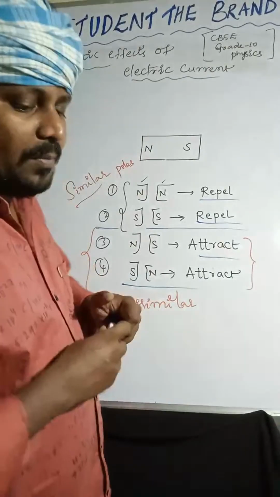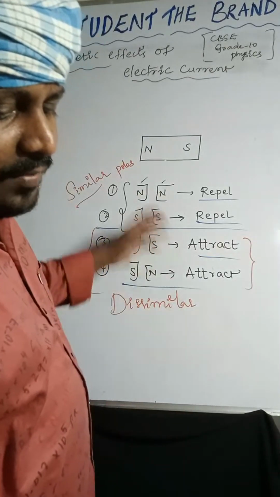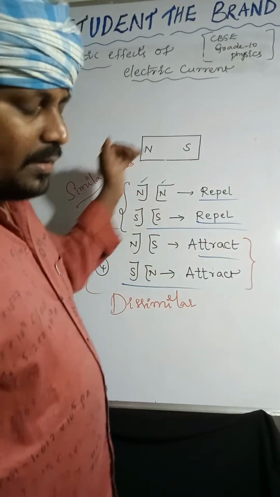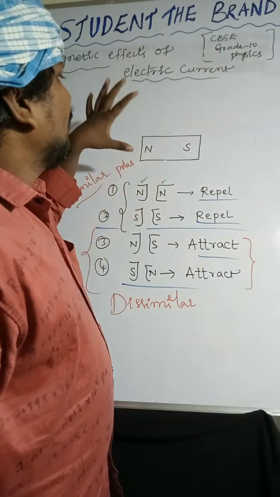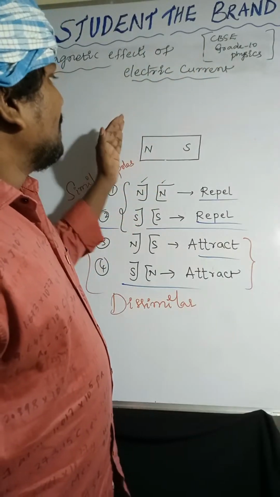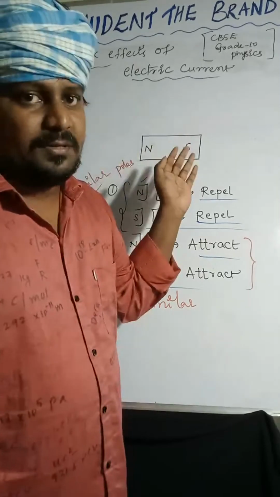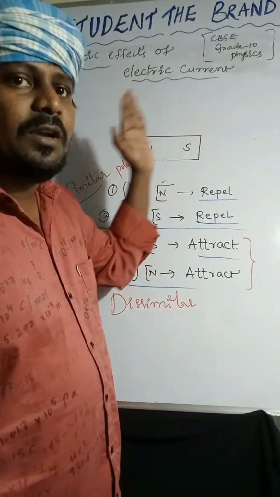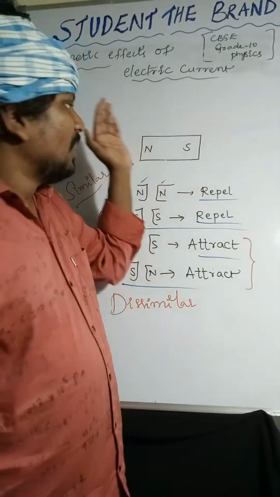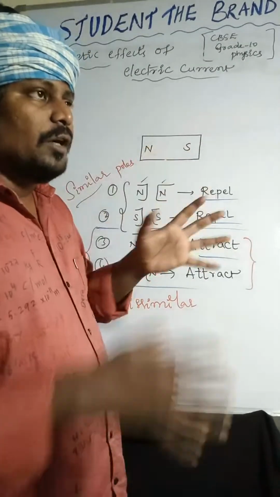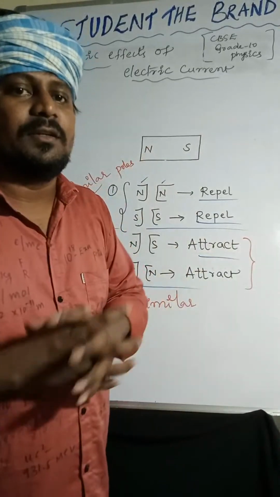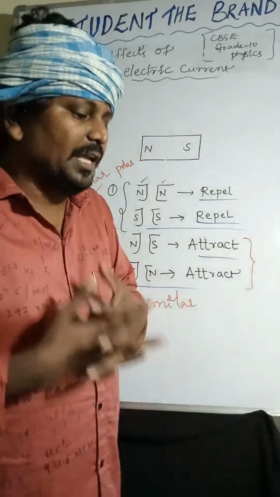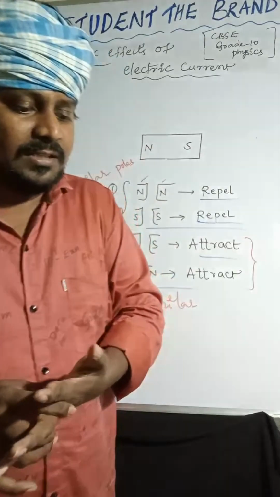One more thing: a magnet has two poles, north pole and south pole. The two poles have equal strength.